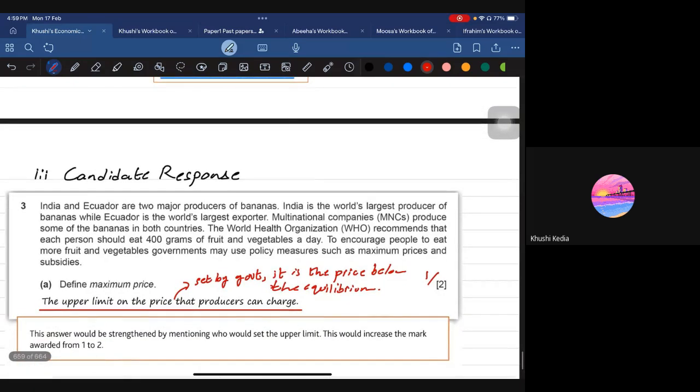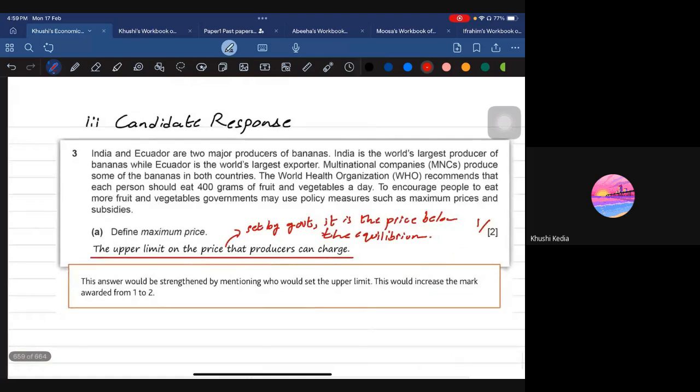Now you see what the examiner has to say on this. So the examiner said that this answer would be strengthened by mentioning who would set the upper limit. This would increase the mark awarded from 1 to 2, right? Yes, sir. Okay, great.